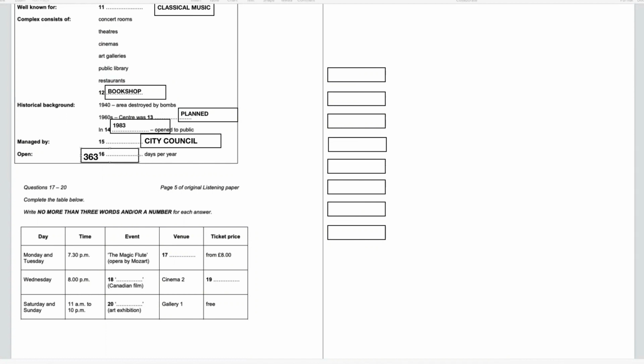Before you hear the rest of the broadcast, you have some time to look at questions 17 to 20 on page 5.